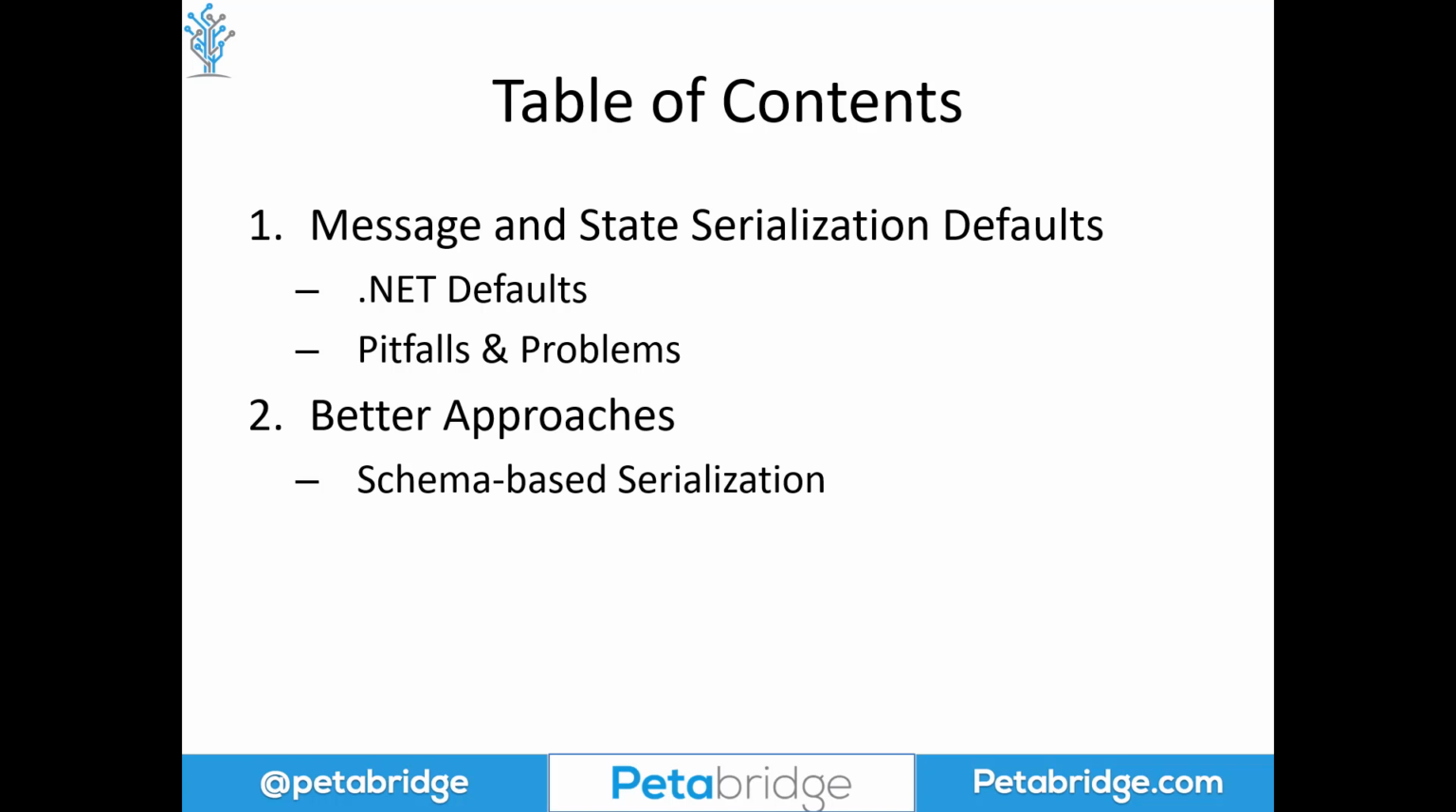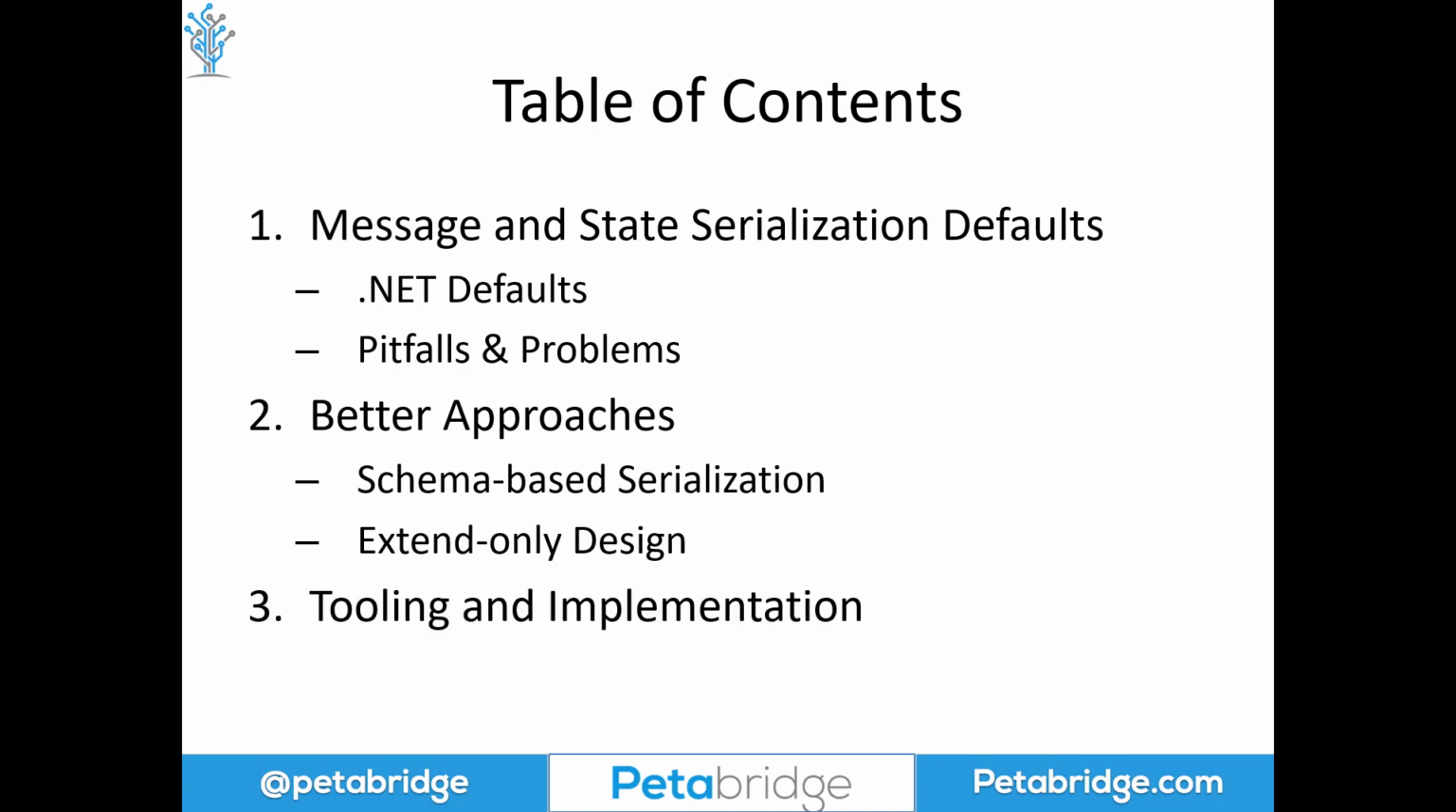Namely, we're going to talk about schema-based serialization using Google Protocol Buffers, and we're going to talk about how to version those messages and state objects over time using a very tried and true practice known as extend-only design. And then finally, we're going to talk about how to implement and tool these different approaches using ASP.NET's gRPC tooling to help synthesize C# classes from our Protobuf definitions. We're going to use Akka.NET serialization to talk about how we handle these version changes over a period of time, because it's very easy to control that in Akka.NET.